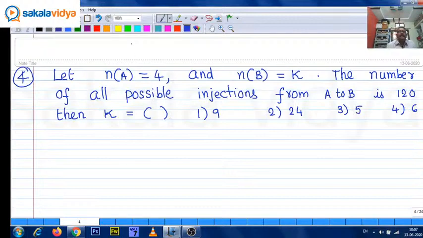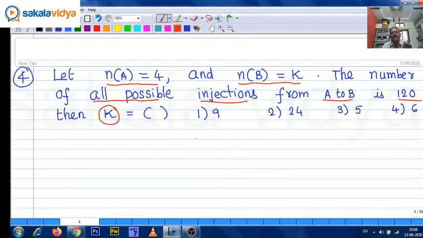See, in this question, the cardinality of A, n(A), is equal to 4. The cardinality of B, n(B), is equal to k. We do not know the k value. The number of all possible injections from A to B is given as 120. Then we need to find the k value. This is the question.